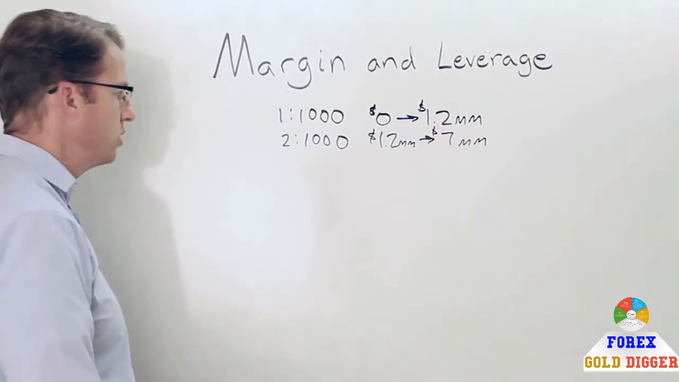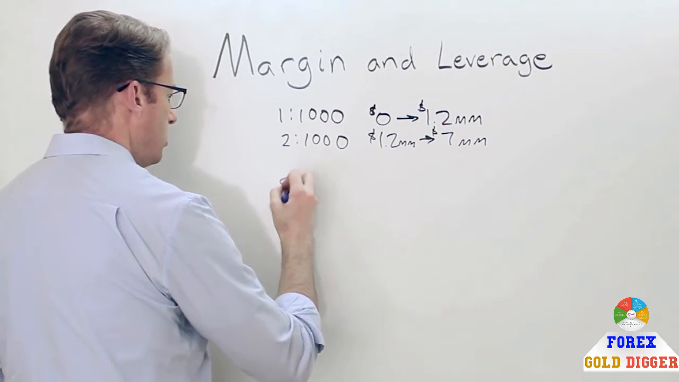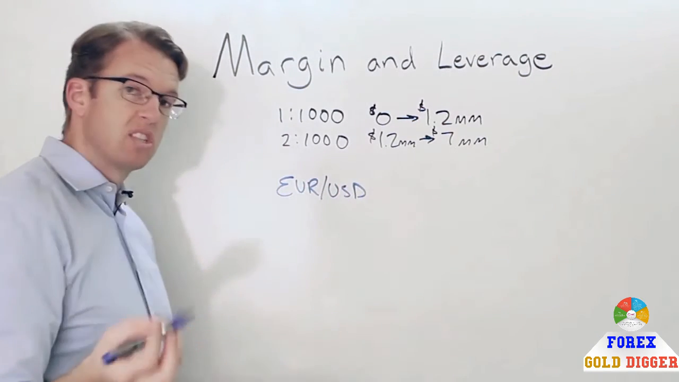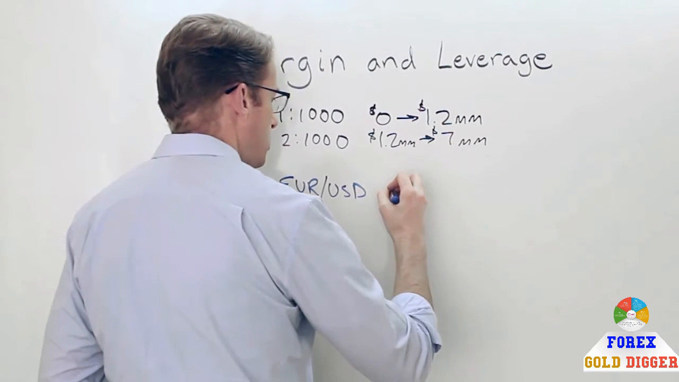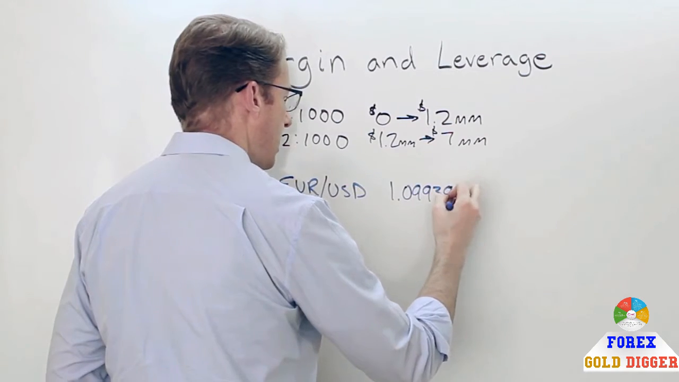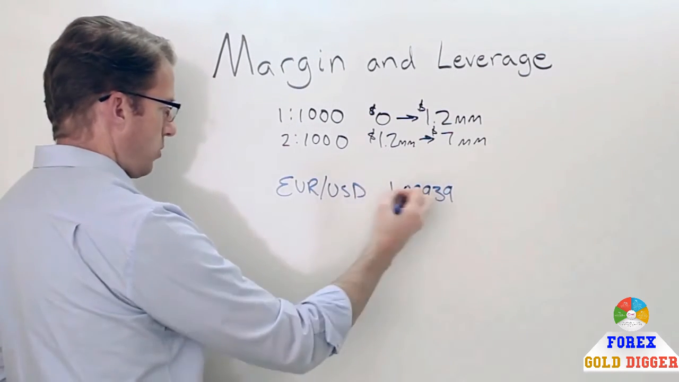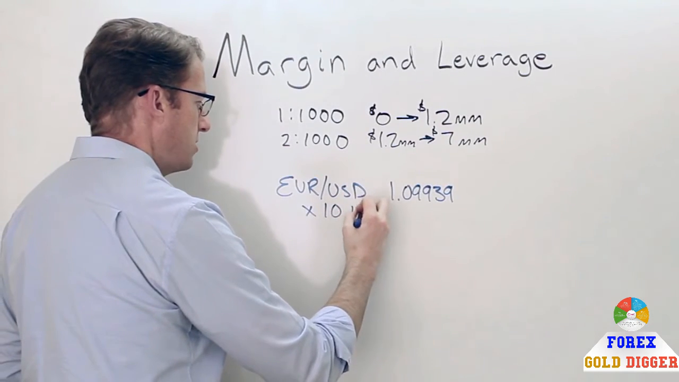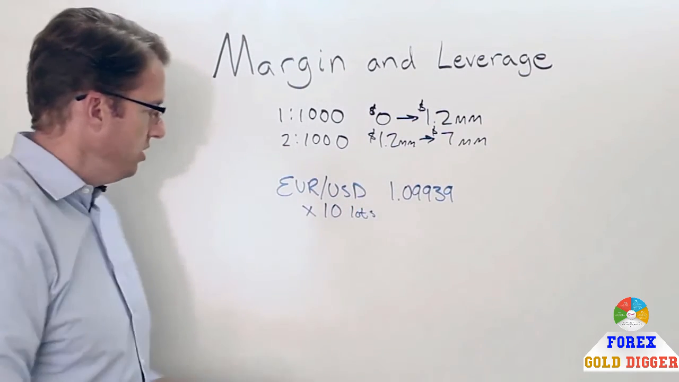So we'll start them out with, we'll do the euro to the US dollar, and why don't we use those same numbers that we used before. So the exchange rate would be 1.09939. So that means, and here we're going to assume that they're holding a position of 10 lots of the euro US dollar. Now what do we know?